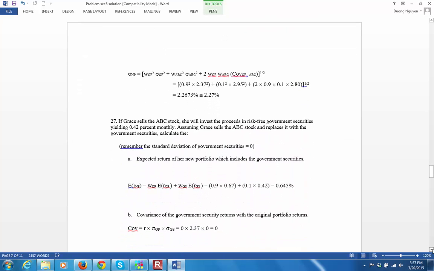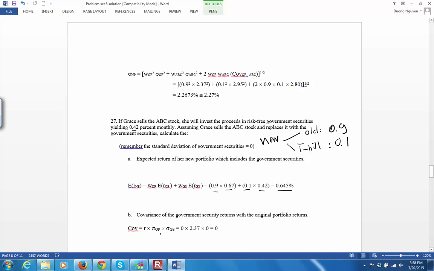Number 27, assume that you replace the stock ABC with the government security, which is the risk-free rate. The new portfolio will have the original portfolio, $900,000, which is 90%, 0.9, and now the government security, for example a T-bill, 10%. So the expected return would be 0.9 times the return of the portfolio, 0.67, the previous portfolio, plus 10% in T-bill, and the return of the T-bill is 0.42%. So 0.1 times 0.42, equal to 0.645.